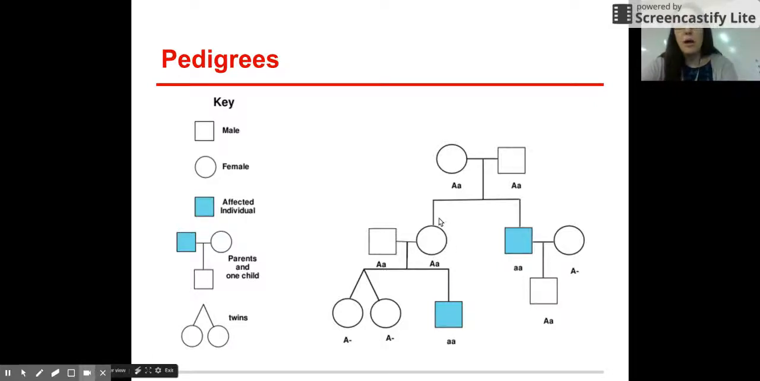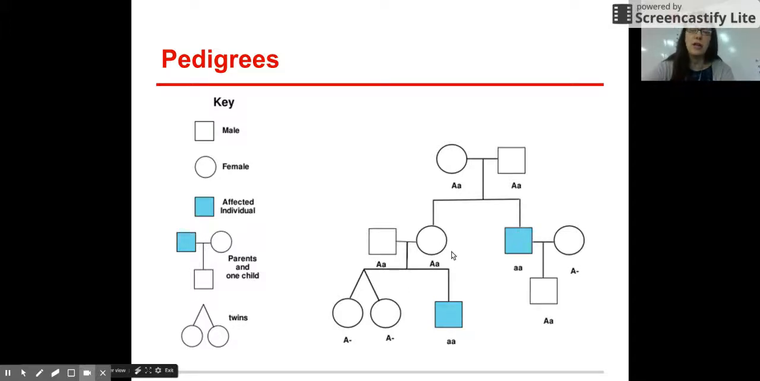So down here, mom and dad, they had this one girl and they had this one boy. And this girl married another guy who's heterozygous. So they're both carriers. In some pictures, those might be colored halfway in. And then they had two twin girls, and then they had one boy. That one boy ended up afflicted because the parents were both carriers for whatever this disorder is.